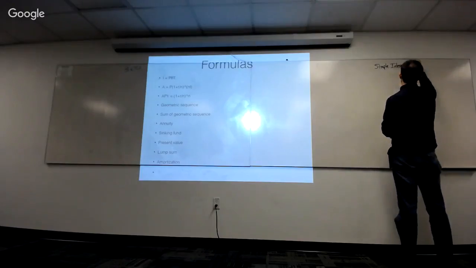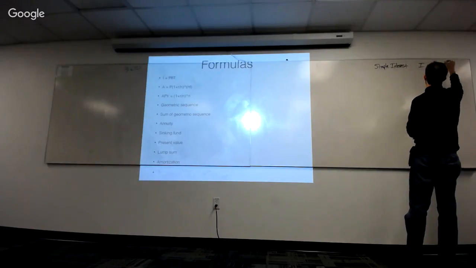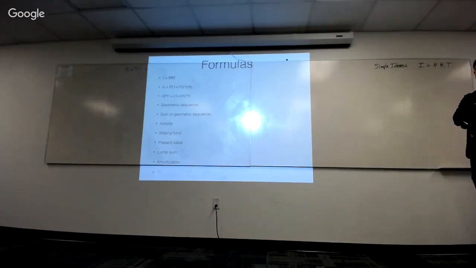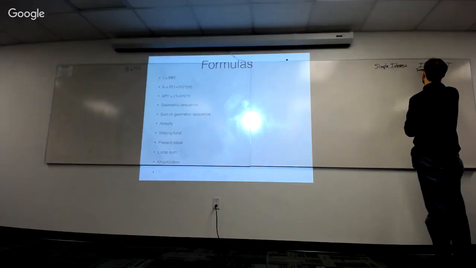And that formula is I equals PRT. What does I stand for? Interest. That's the actual free money that you get from the bank. That's not the principal that you invested with the interest. It's just the free money. So I is interest, what is the P? That's your principal. That's how much you did invest.